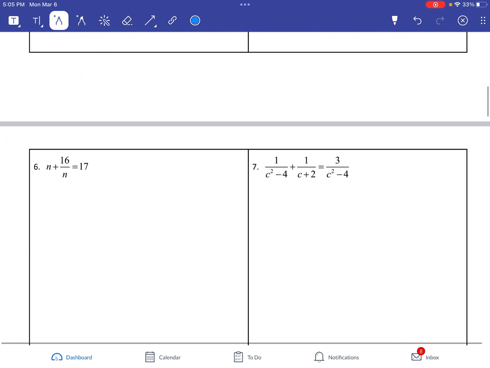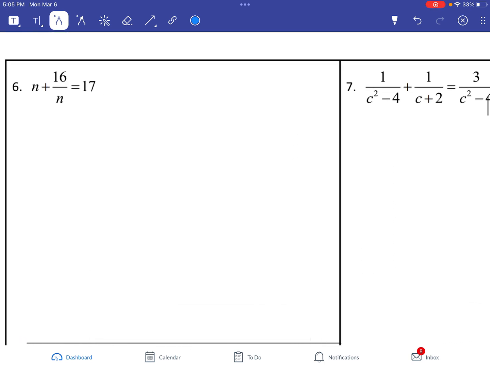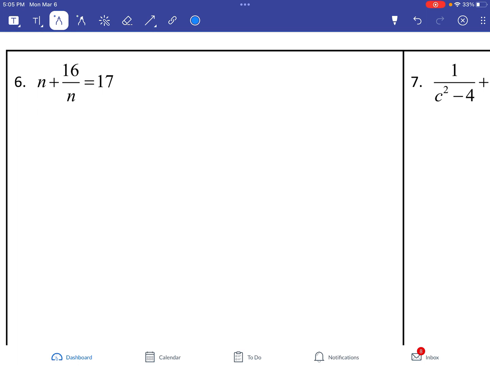Next question. Another rational equation. In this case, our denominators for this are n over 1, 17 over 1, and we just have n here. n is the only denominator we have, so we're going to set n equal to 0, and then say that that's what n cannot be.